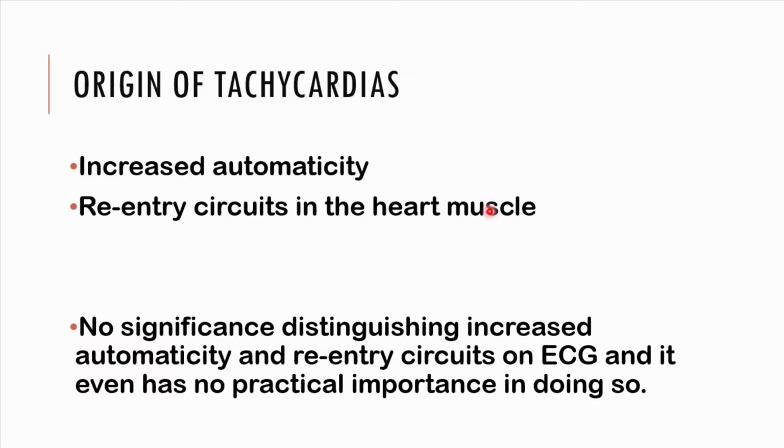So where do these tachycardias usually come from? There are some mechanisms that have been postulated. One mechanism is increased or enhanced automaticity. There are certain drugs and certain conditions that could predispose an individual to this. The other thing is the re-entry circuits that can be created, like for example in Wolff-Parkinson-White syndrome. Usually there's no clinical significance in distinguishing whether this is due to increased automaticity or a re-entry circuit on the ECG, because that has no practical value.